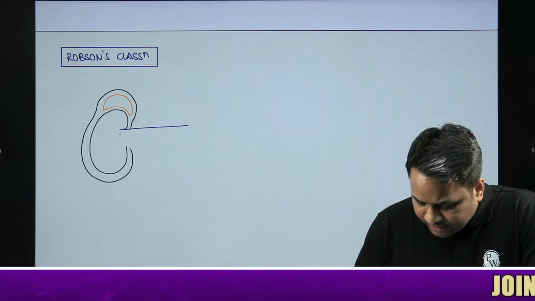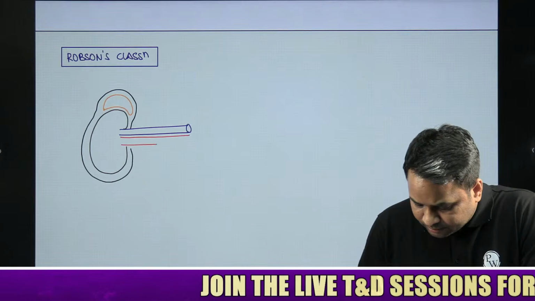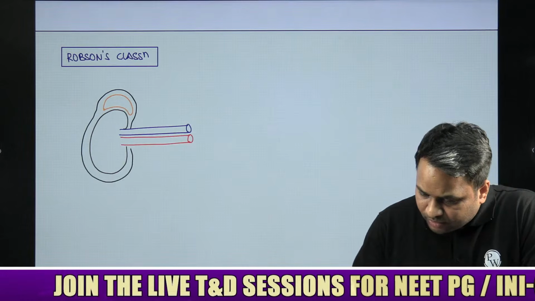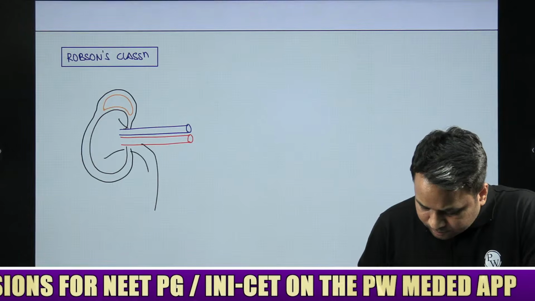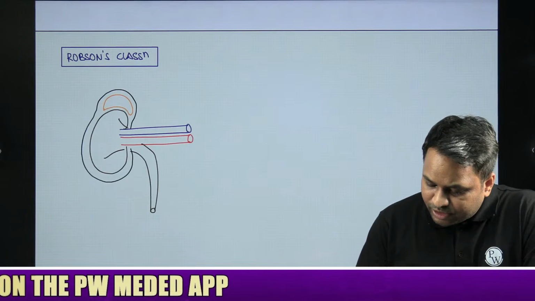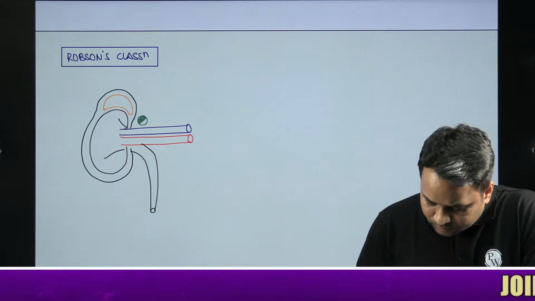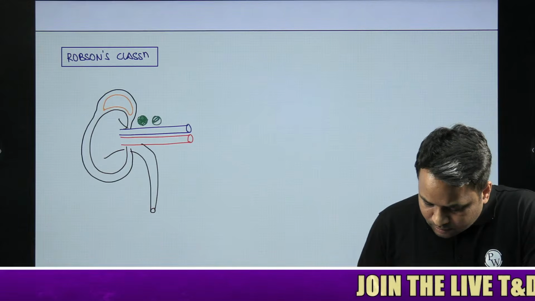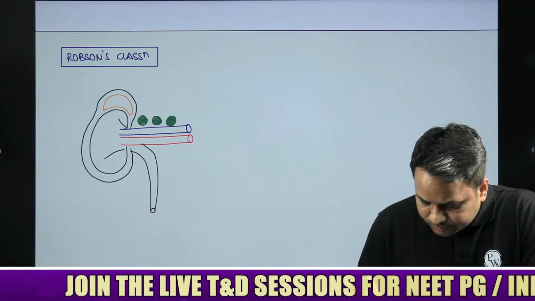This is the renal vein on top. Then you have renal artery. Then you have your pelvic-calcial system. This is your pelvic-calcial system that you have. Then you have the regional lymph nodes. These are your regional lymph nodes.